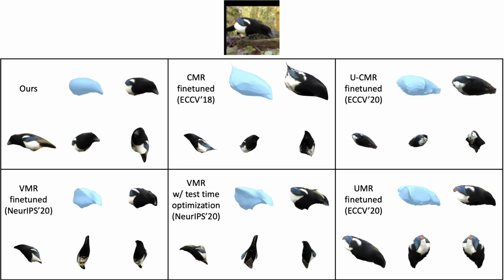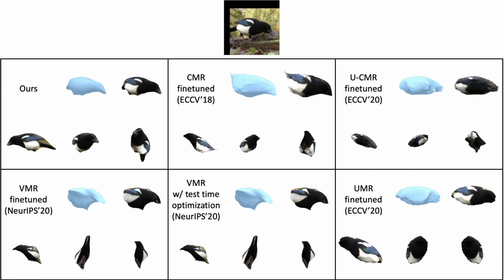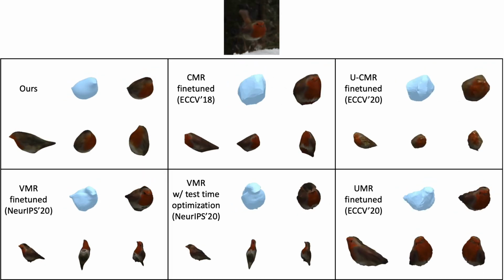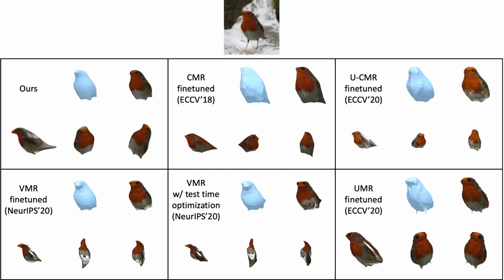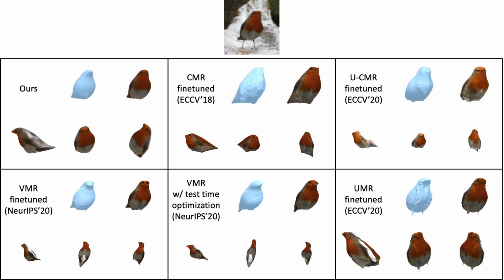Note that all other methods are trained on 256 by 256 images, whereas our method is trained on 128 by 128 images, hence the difference in the image quality. Here are some more examples.